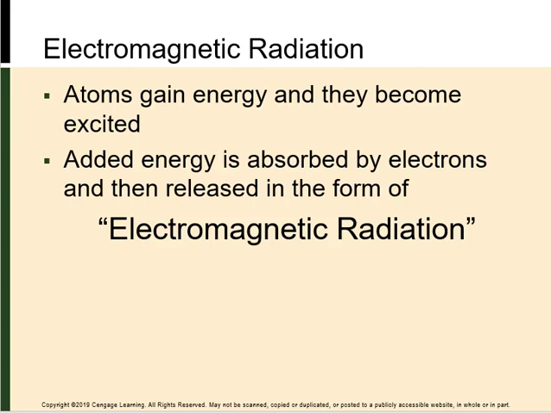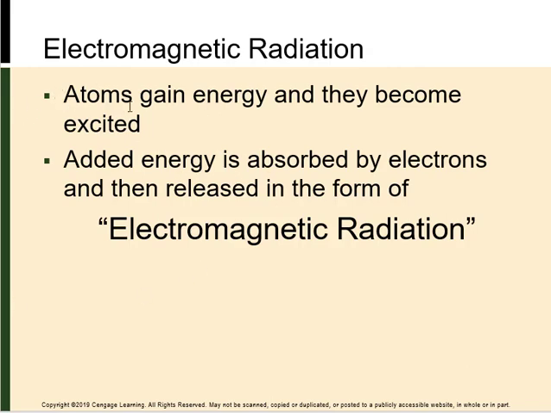Back in the 1800s, James Maxwell developed a mathematical theory to describe light and other forms of radiation in terms of oscillating or wave-like electric and magnetic fields. So visible light, microwaves, TV and radio waves, X-rays, and other forms of radiation are now called electromagnetic radiation.